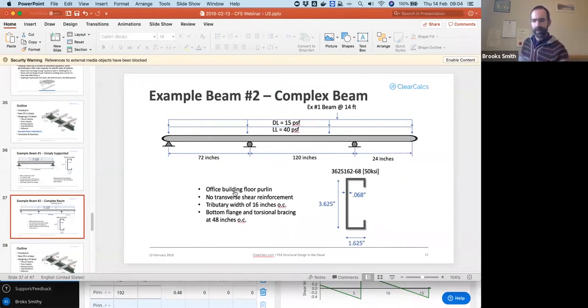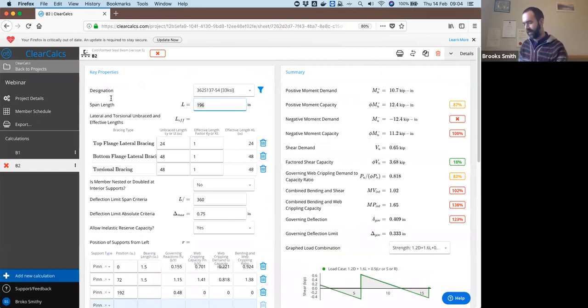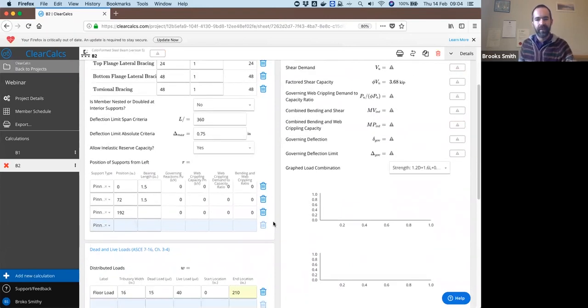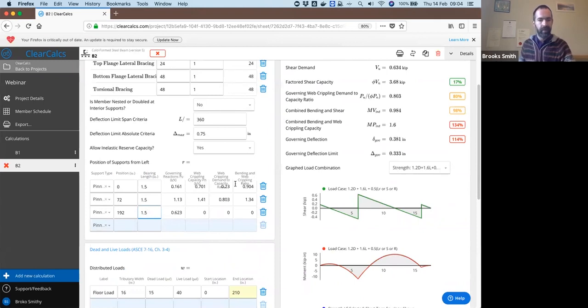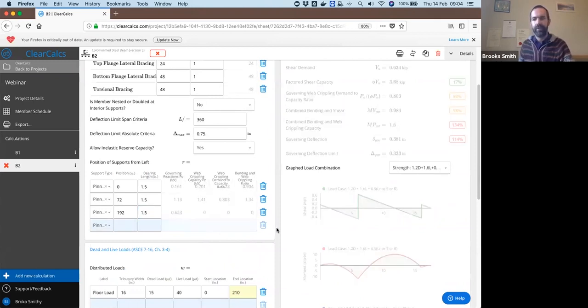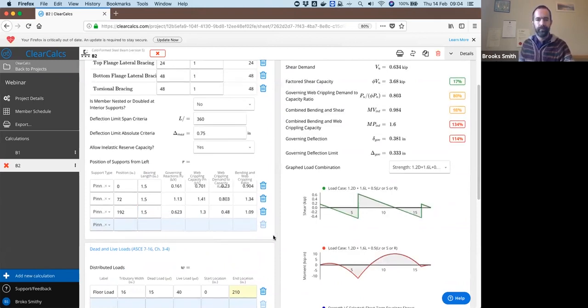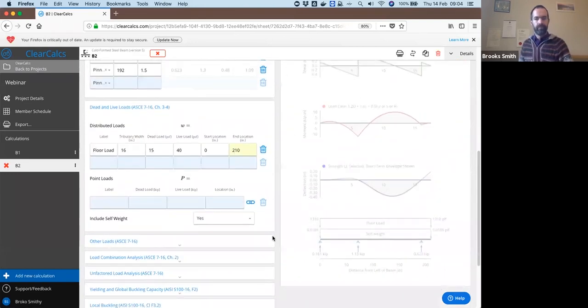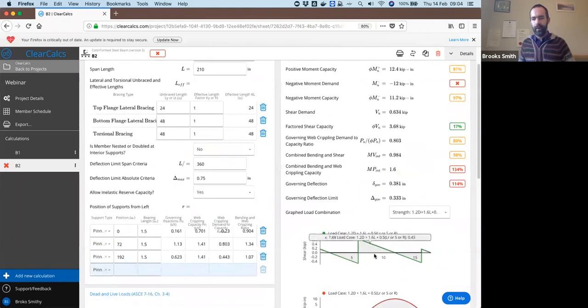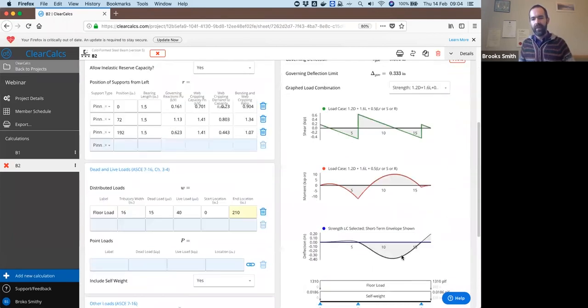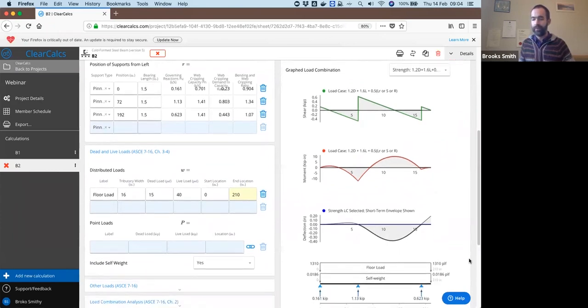Sorry, I did my math slightly wrong there. It's 210 inches is my total length. Give us our cantilever on the end. And I'll assume bearing lengths of 1.5 inches for everything as well. So that ends up with shear, bending moment, and deflection diagrams as shown here for our envelopes.